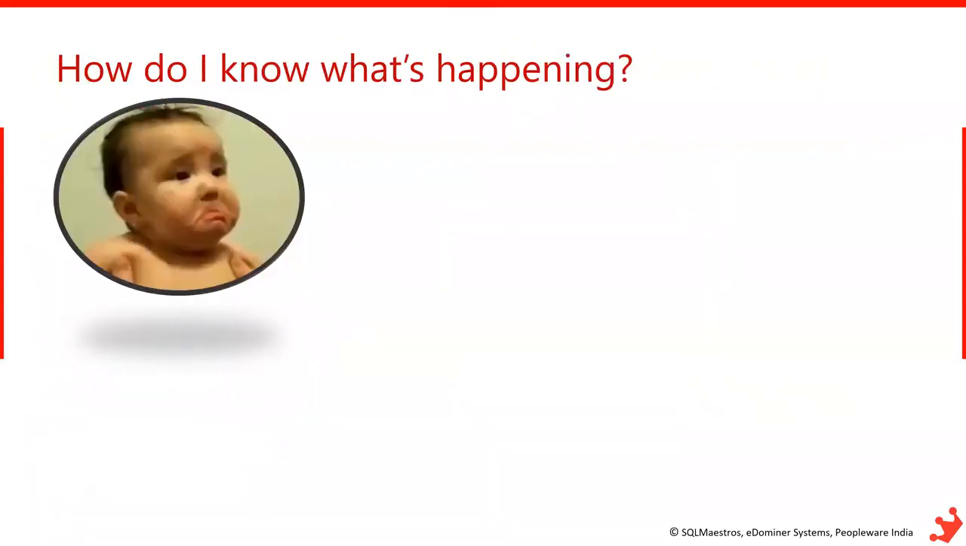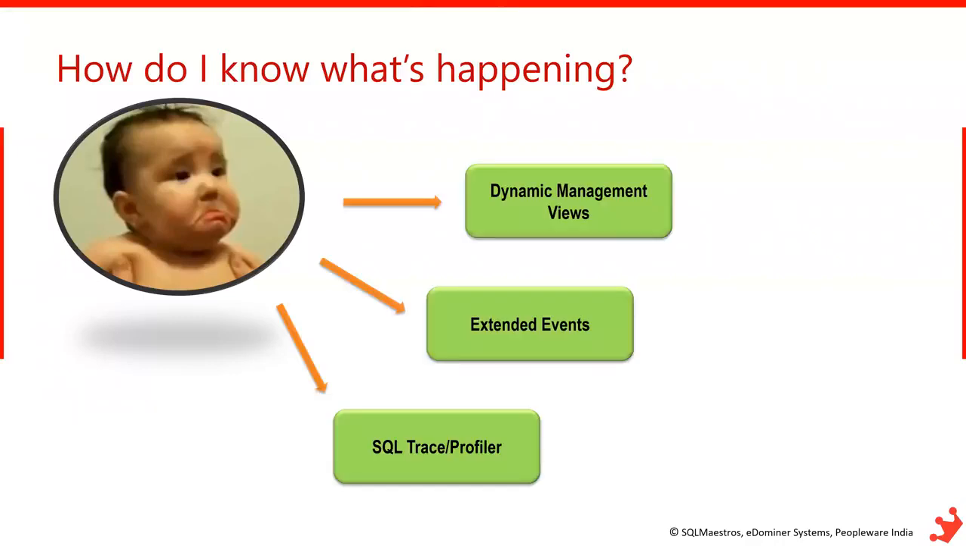Now, how do you know what's happening? I'm talking about waiting and I'm talking about running. Running is fine, but when it is waiting, you want to find out what it is waiting for. So how do you know, and how could you investigate or troubleshoot? Well, there are three popular tools that you can use: dynamic management views, extended events, and you can also use SQL Trace and Profiler.